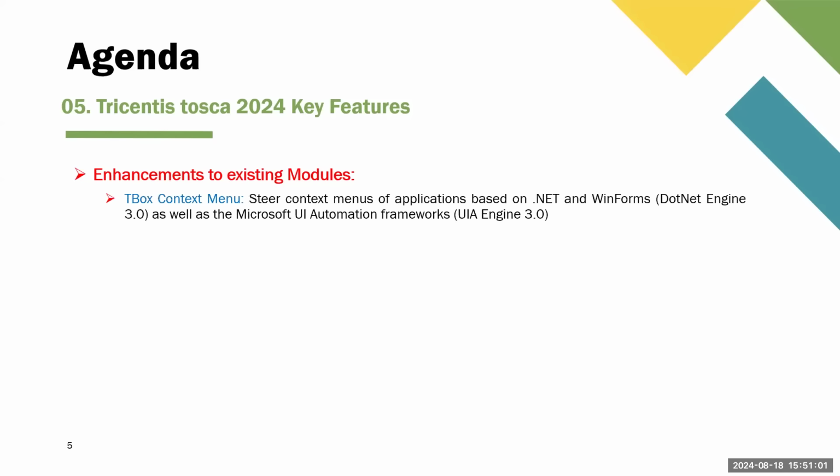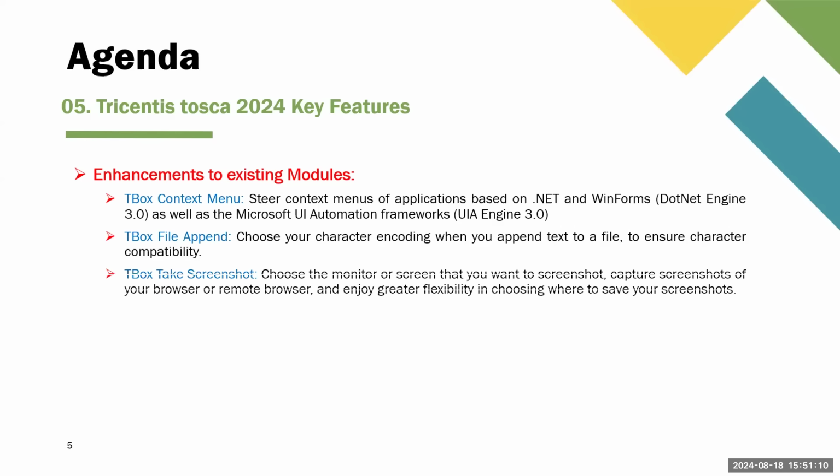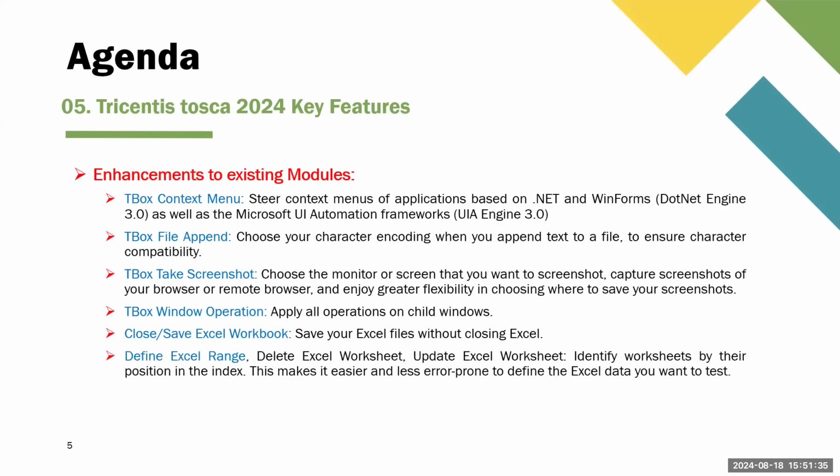Existing modules are enhanced as well. TBox Context Menu is enhanced, and TBox File Append is also enhanced. TBox Take Screenshot lets you choose the monitor or screen you want to take a screenshot of, capture the screenshot of your browser or remote browser, and enjoy greater flexibility in choosing where to save the screenshots. TBox Windows Operation applies all the operations on child objects or child windows. Also Close Save Excel Workbook and Define Excel Range are enhanced from the existing modules of previous versions.